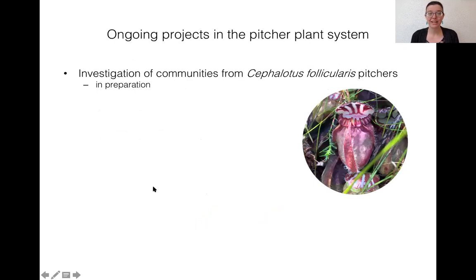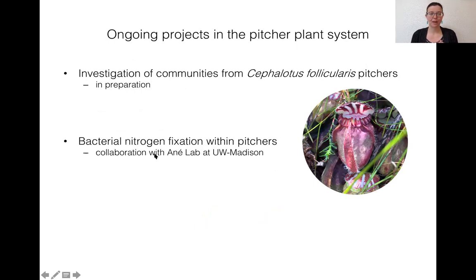Some ongoing projects include that I am writing up a paper about looking at the communities of Cephalotus follicularis pitchers. If you remember from the beginning of the talk, this is the species that's the only one in its family, and it's found in Western Australia. And there's not a lot known about these communities. So I'm excited to be analyzing this data.